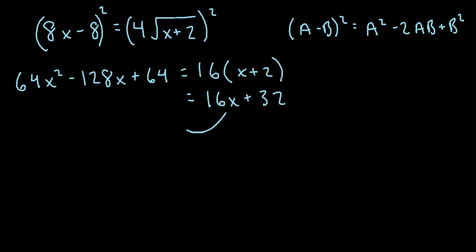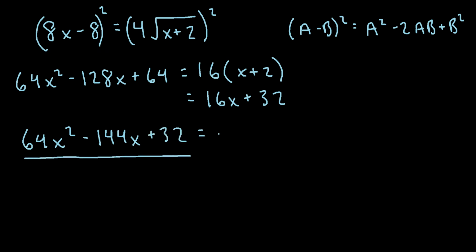And now we can move both of these terms over to the left-hand side. So we can subtract the 16x. So let's see what we get. 64x squared minus, if we subtract the 16x, we're left with a total of minus 144x. And if we subtract a 32, 64 minus 32 is 32. So we have this whole left-hand side is equal to, on the right-hand side, we're just left with 0.